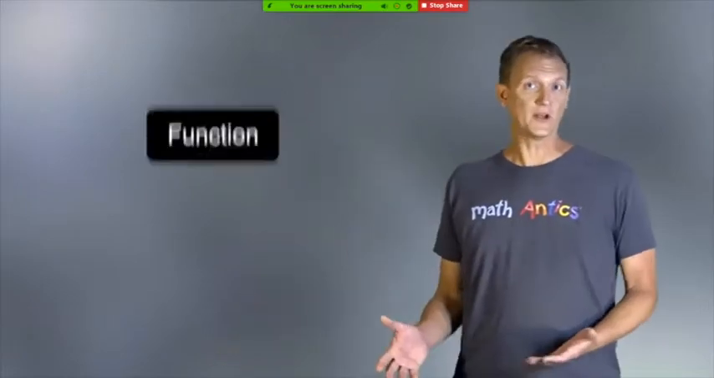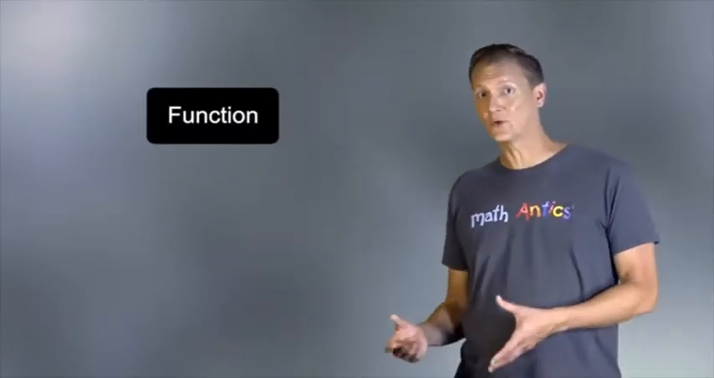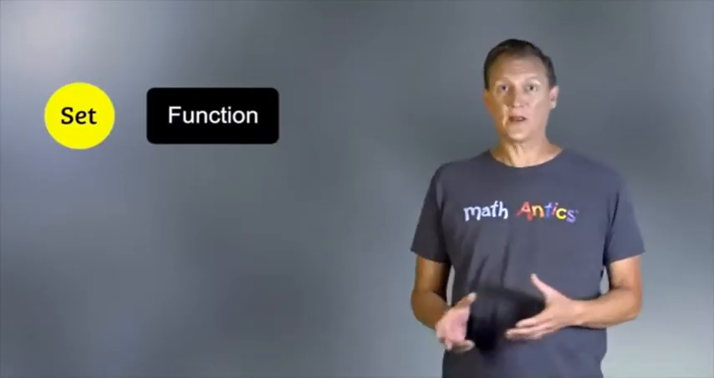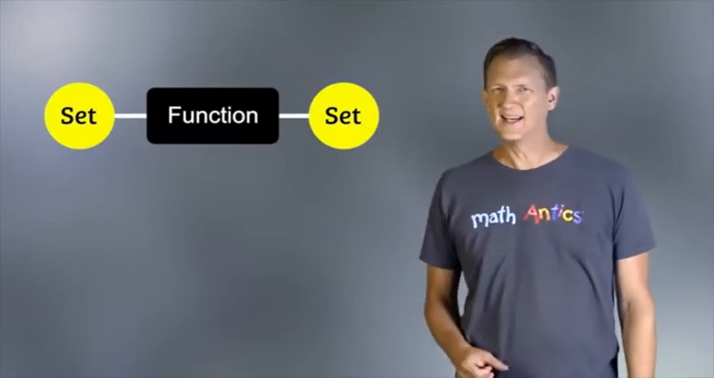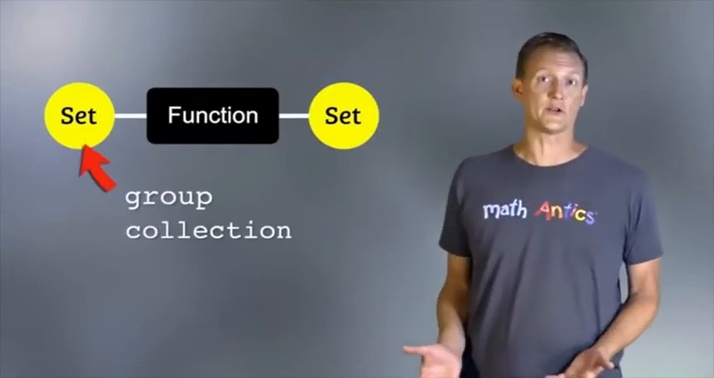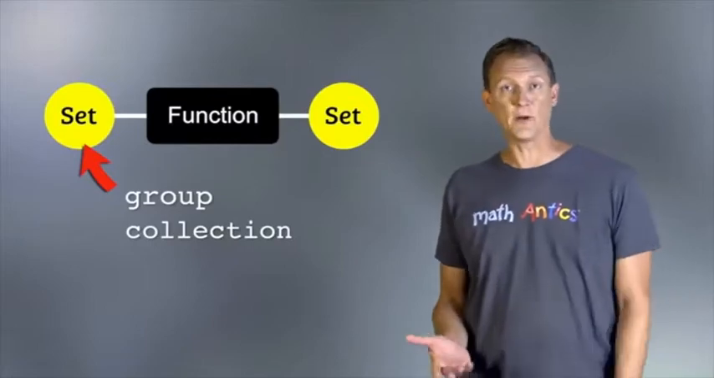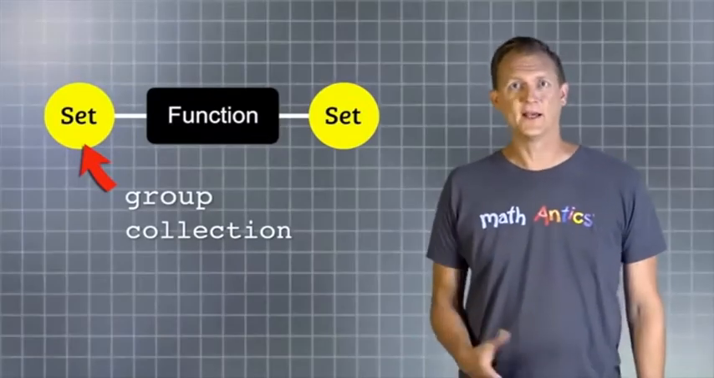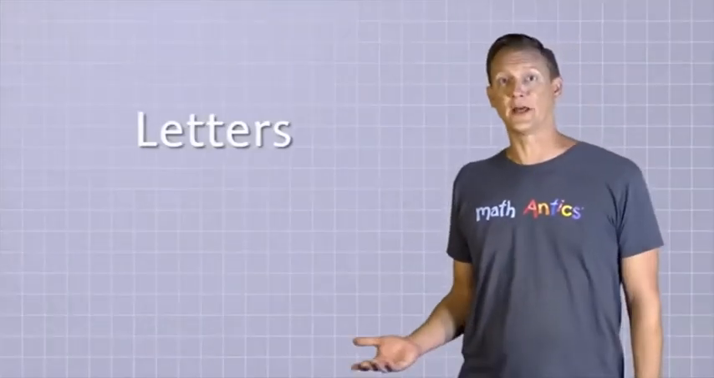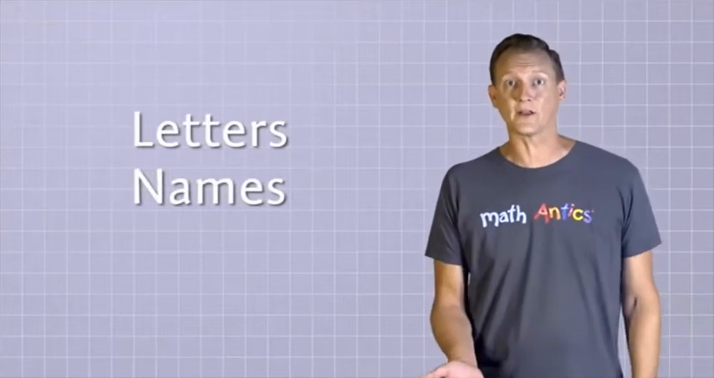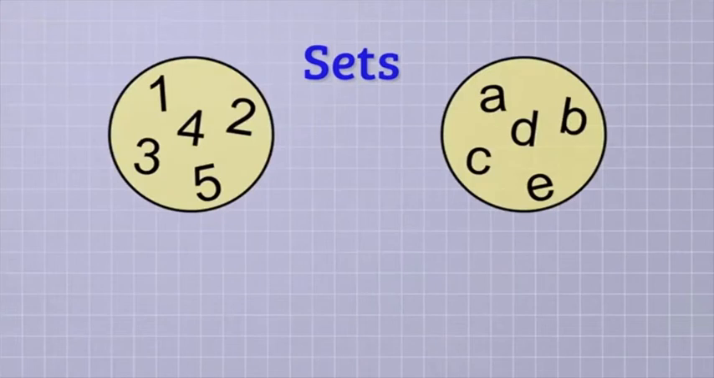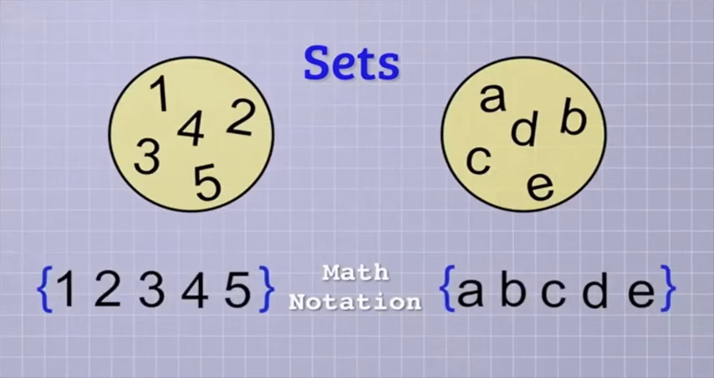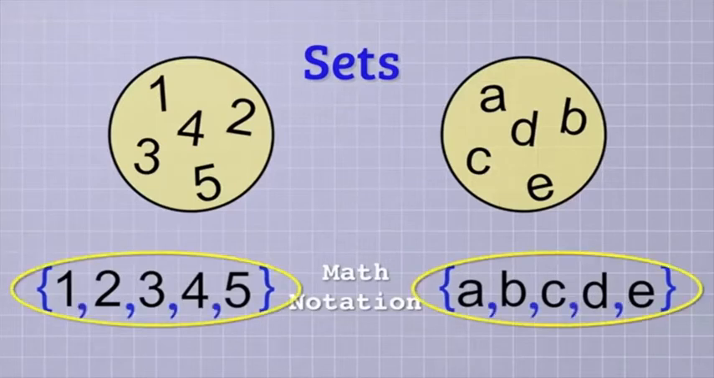In math, a function is basically something that relates or connects one set to another set in a particular way. A set is just a group or collection of things. Often it's a collection of numbers, but it doesn't have to be. A set could be a collection of other things like letters, names, or just about anything. Sets are sometimes shown visually like this, but more often you'll see sets written using a common math notation where some or all of the members of the set are put inside curly brackets with commas between them like this.